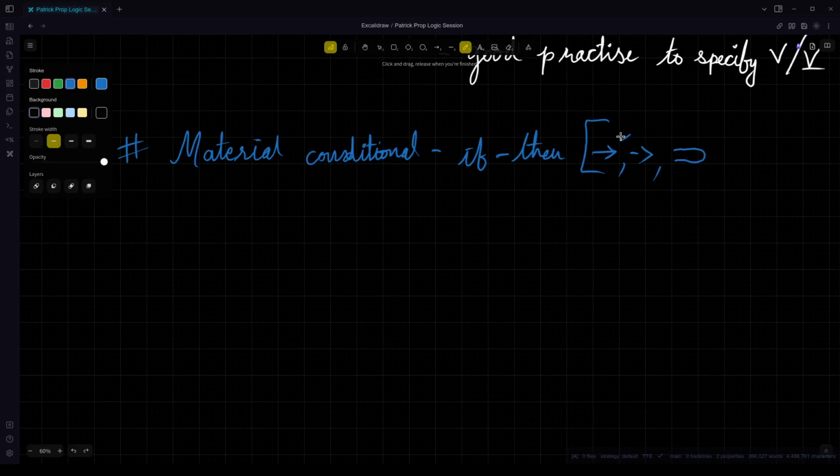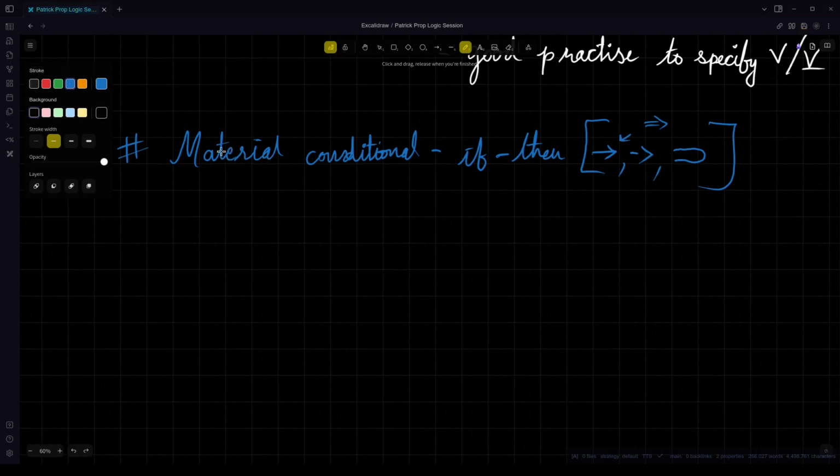There are variations of this symbol, like a double, sort of like an equal to sign and a greater than sign. So you can use any variation that you want. I just use whatever is available to me, although I think this looks a little bit better, aesthetically. So these are the three symbols that we mainly use to represent a material conditional.